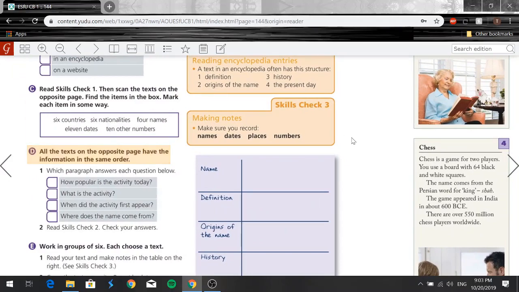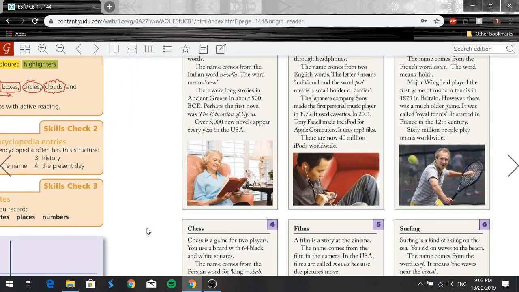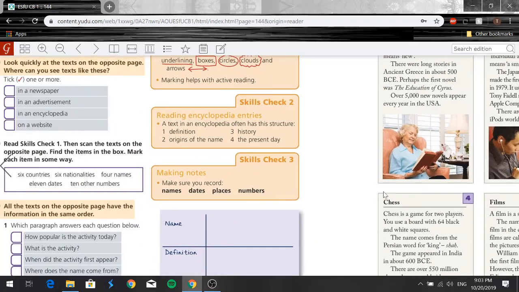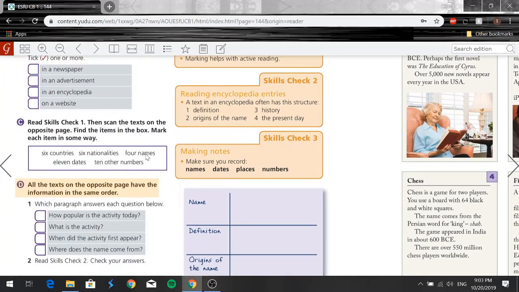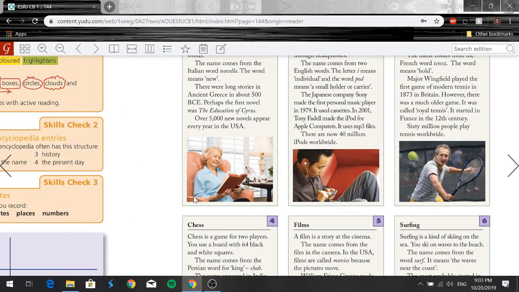6 nationalities. Based on what I just read, we'll say Italian, English and Japanese, French, Persian, and American. These are 6 nationalities. 4 names, this one's pretty simple: Cyrus, Tony Fadil, Major Wingfield, Duke Kahanamoku, and William Freeze Green. You could also add Thomas Edison if you want.